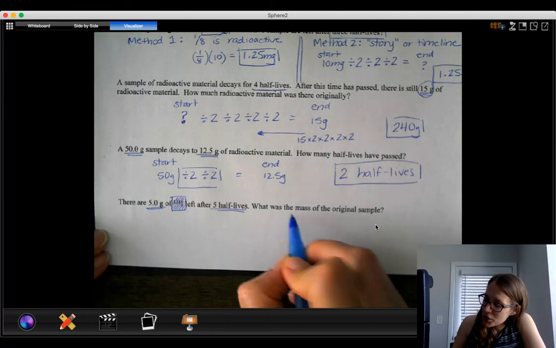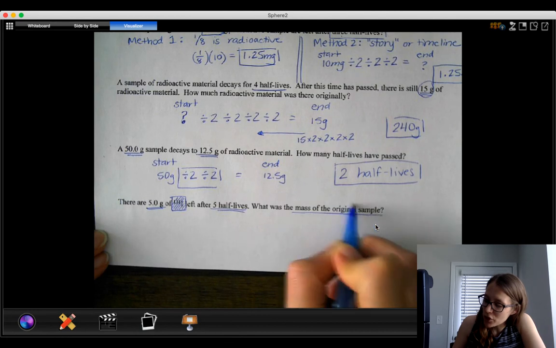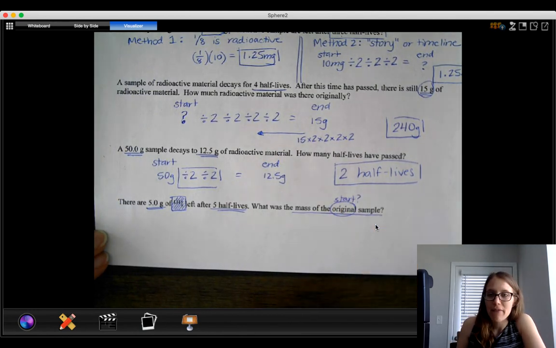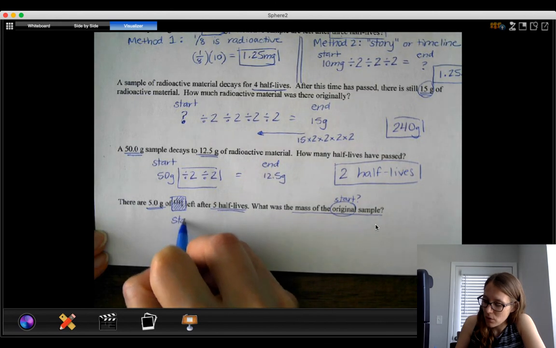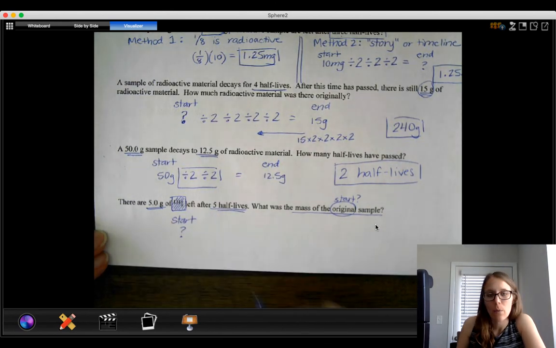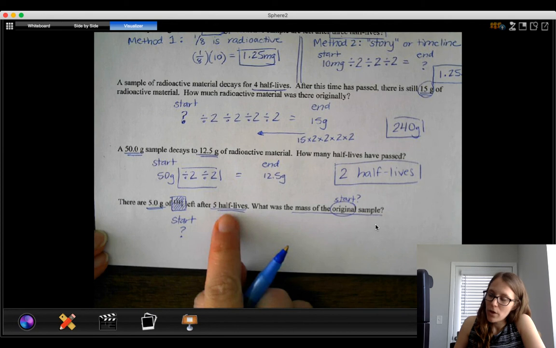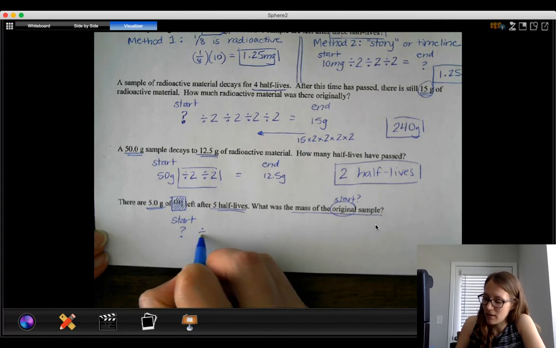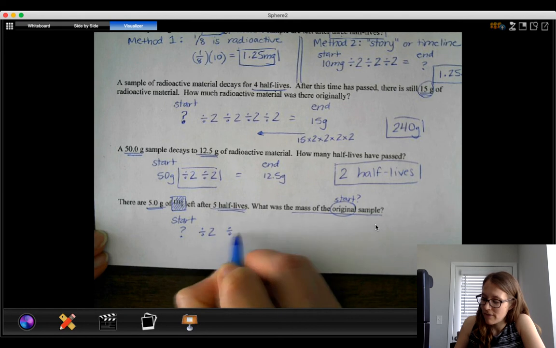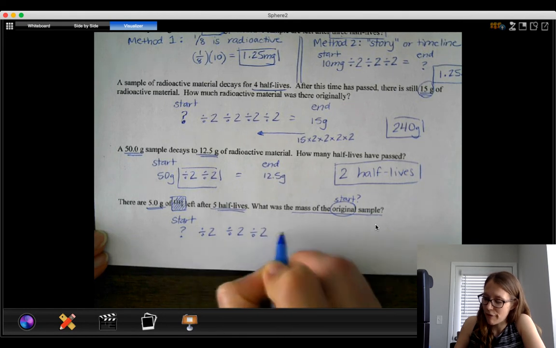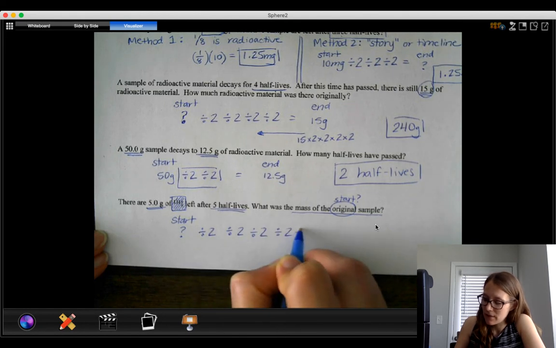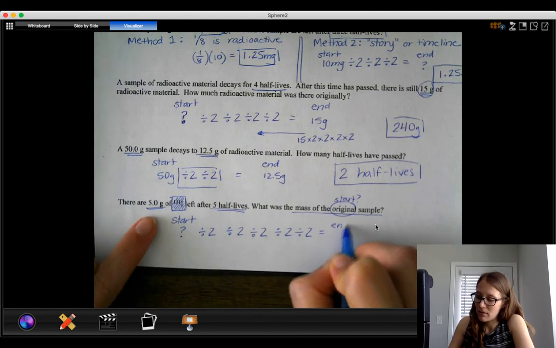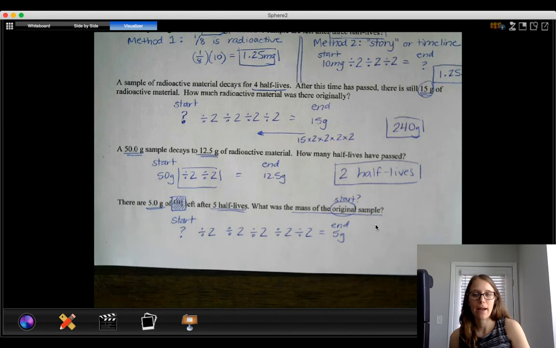Okay. Our question is, what is the mass of the original sample? This means that we're being asked, how much did I have at the start? That is what we don't know. We know that we've waited 5 half-lives. So whatever we had at the beginning got divided by 2 five times because it went through 5 half-lives. And that gave us the ending amount of 5 grams.